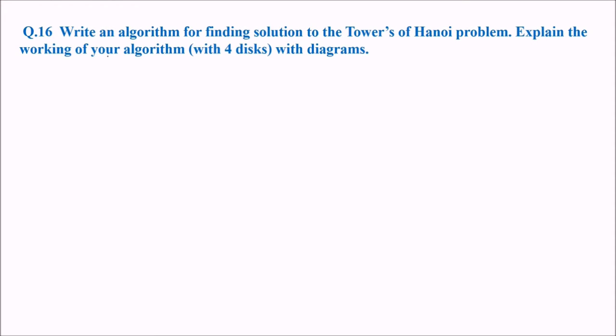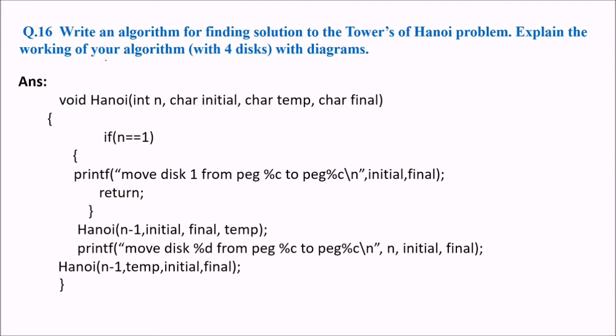Okay. Write an algorithm for finding solutions of the Tower of Hanoi problem. Explain the working of your algorithm with 4 disks with diagram. So this is how we solve the Tower of Hanoi. These are n, this is initial, this is temporary, this is final. These are the initial 3 variables. We have n number of disks, say with 4 disks.